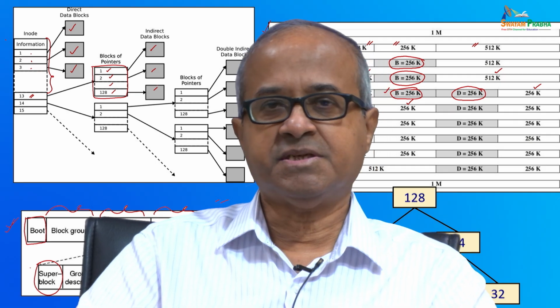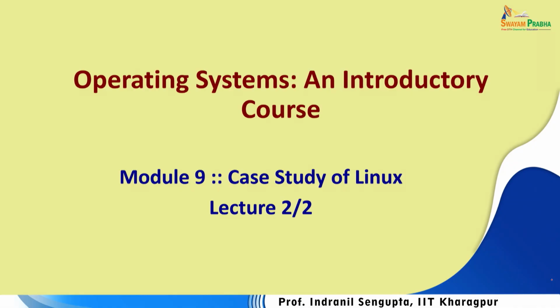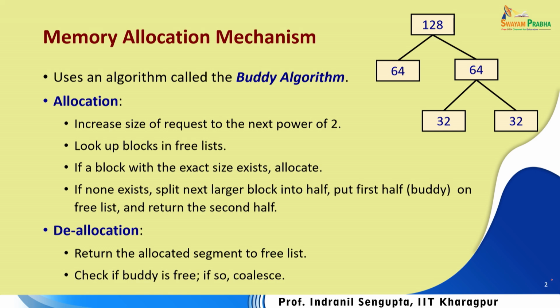We continue with the discussion on module 9. In our previous lecture, we were discussing some aspects of the Linux operating system. We continue with that. Now, the first thing that we discuss in this lecture today is regarding memory allocation. Now, before we go into this, let us understand something. Here, as you can see, it uses something called the buddy algorithm.